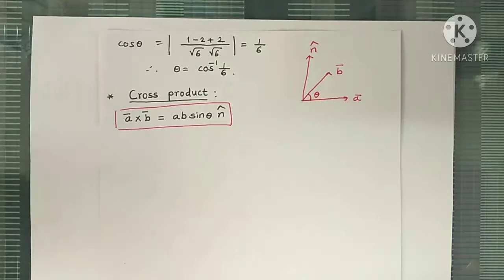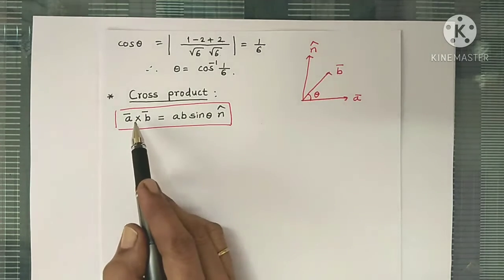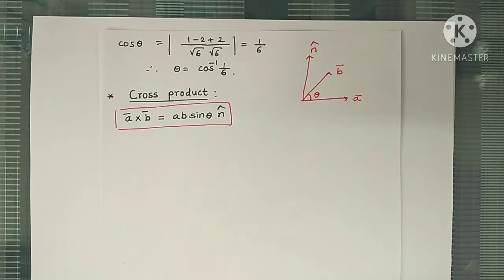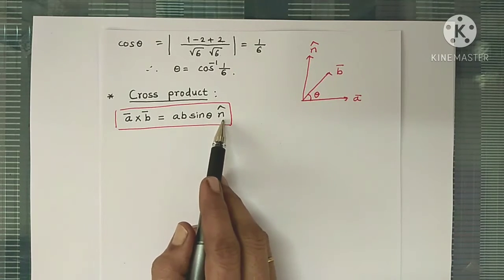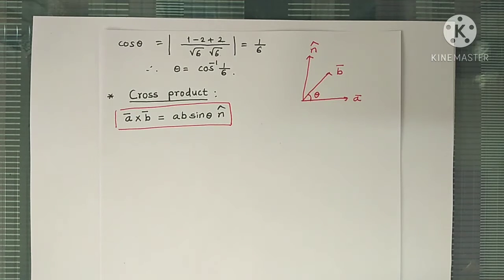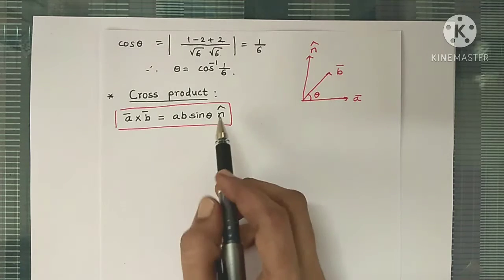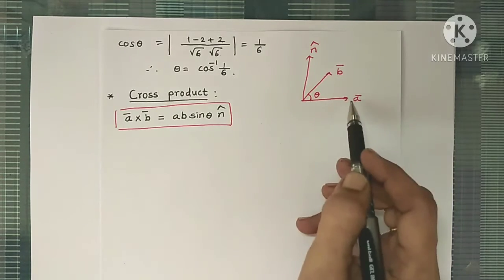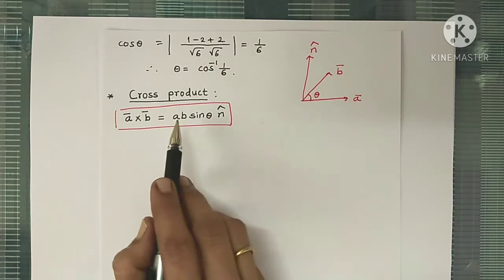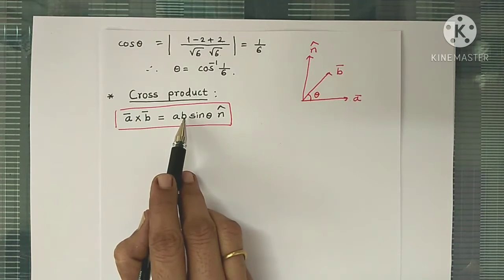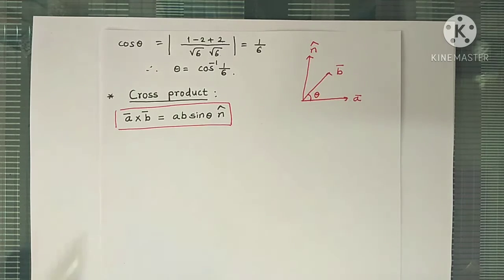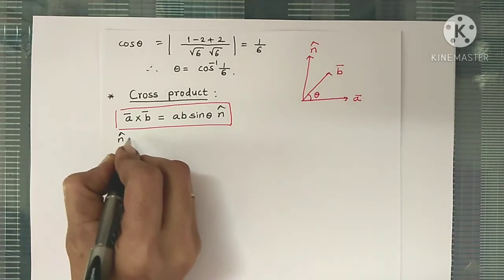Okay. Now let's define cross product. If a bar and b bar are two vectors, then their cross product is a bar cross b bar and is defined as a b sin theta n cap. First of all, let's see what this n cap is. But before that, theta is the angle between a bar and b bar. So we have modulus of a bar, modulus of b bar, sine of the angle between them, and then we have n cap.